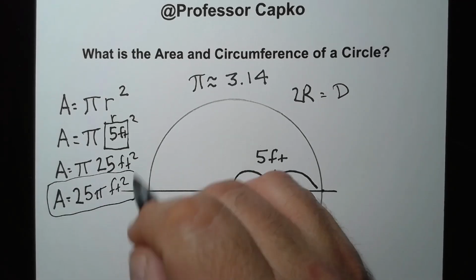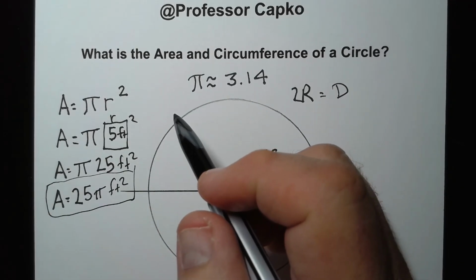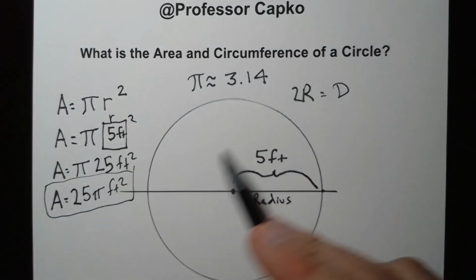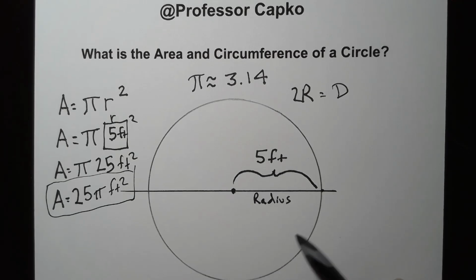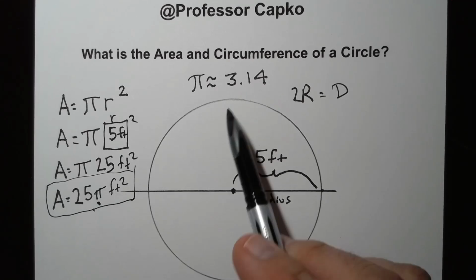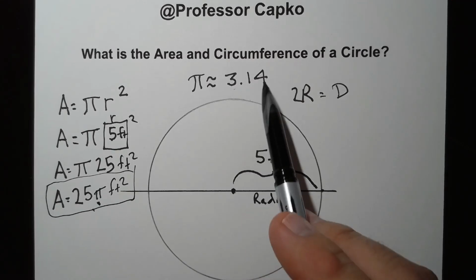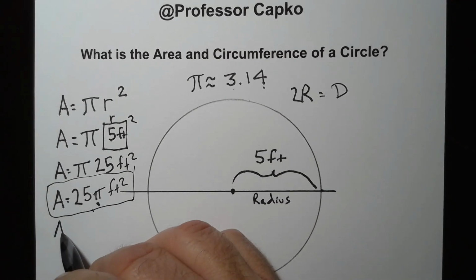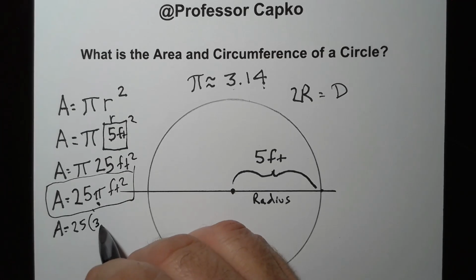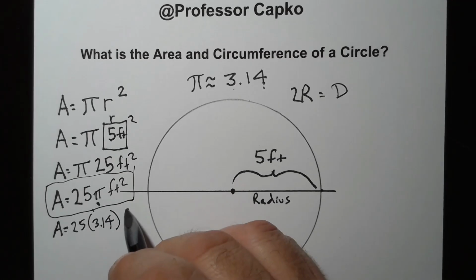That's going to be considered the exact area of this. And remember, the area is everything on the inside. So if we were going to paint this, that's the area. Now, it's exact because we're just using the Greek letter pi. If they want you to approximate pi, then we're going to use the 3.14. So we would take it another step. Area is equal to 25 times 3.14 feet squared.